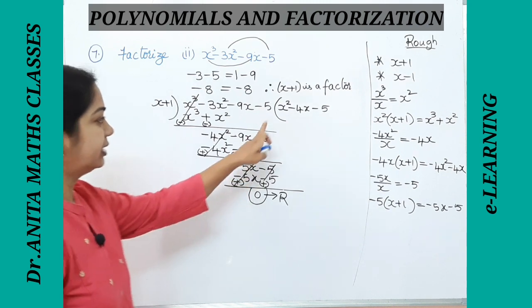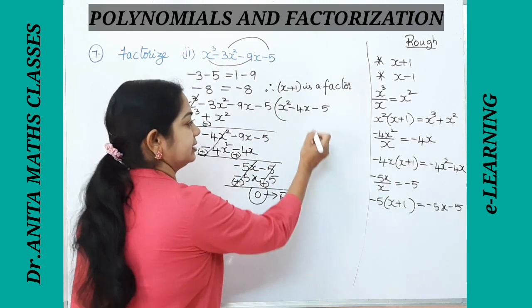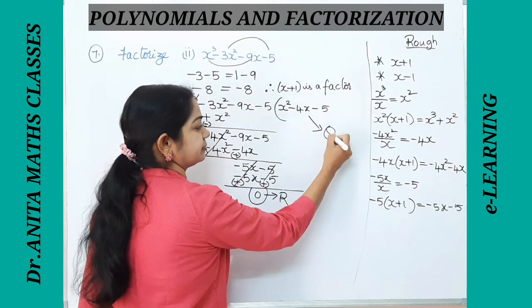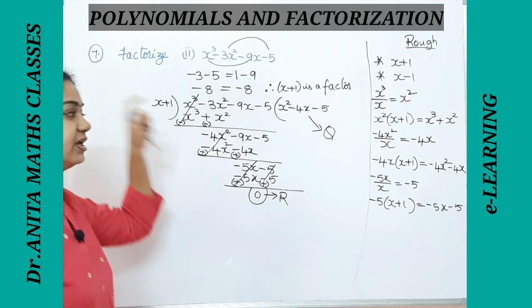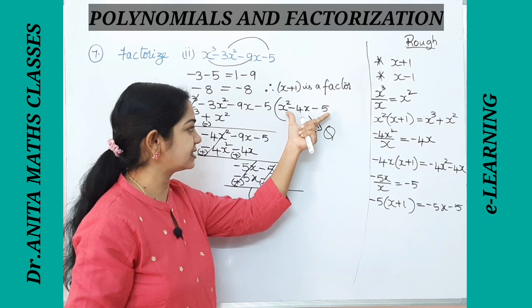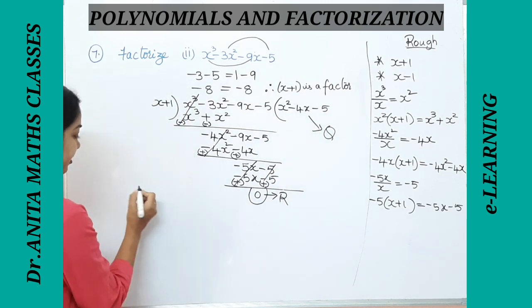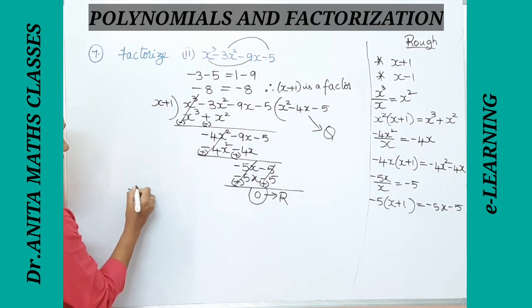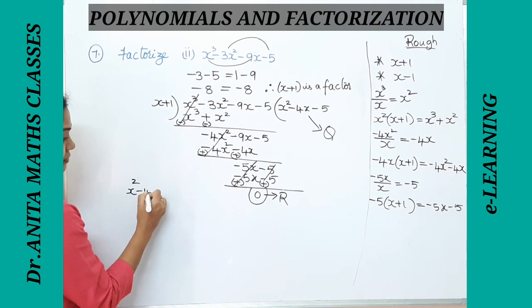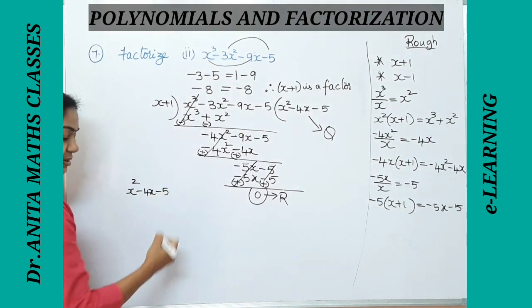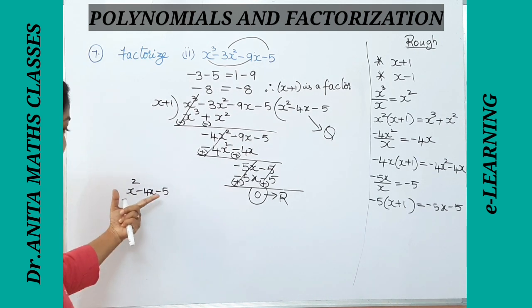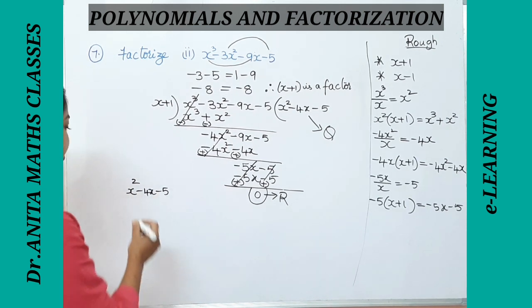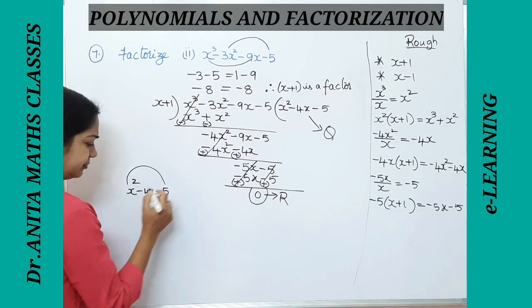Right. Now this is the quotient, isn't it? Now here our question is factorizing. We have to further factorize. We got this as a quadratic equation. Now factorizing the quadratic equation, I'll tell you here: x square minus 4x minus 5. We know many methods of factorizing the quadratic equation. We will go for splitting the middle term. How do we do it? Now I'll tell you again.